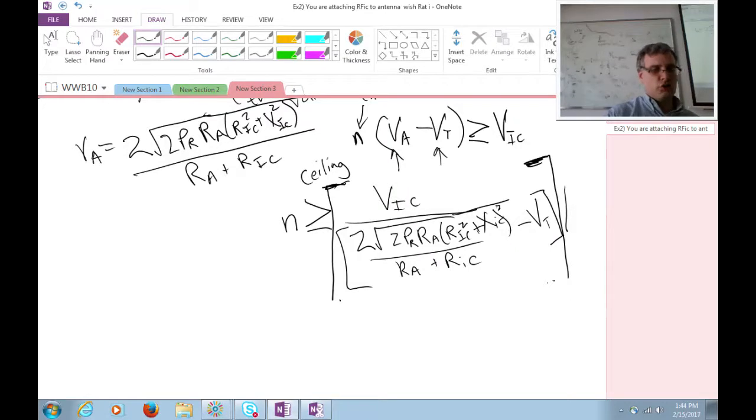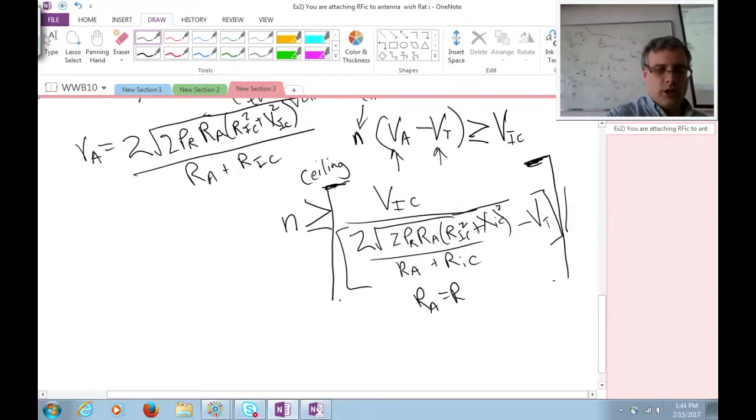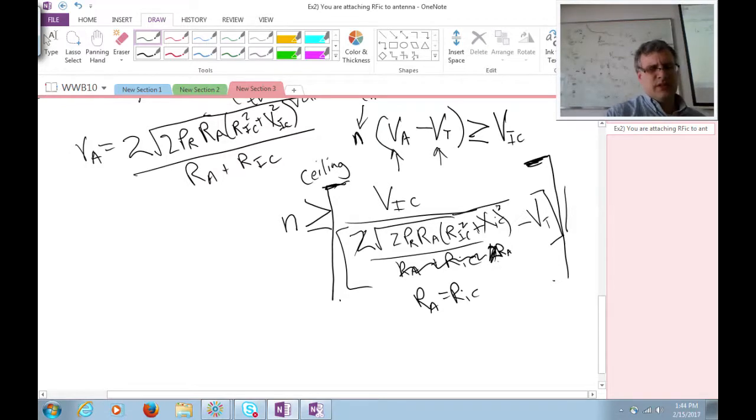If I wanted to do this for a true matched circuit where RA is equal to RIC, then this would be 2RA. The 2's would cancel. Notice it does pay sometimes to have some leftover reactance. You want to conjugate it out in your total system, but at the terminals of the device, this will often increase the voltage and will allow you to increase the efficiency across the diode. But this would get you full credit on this particular problem.